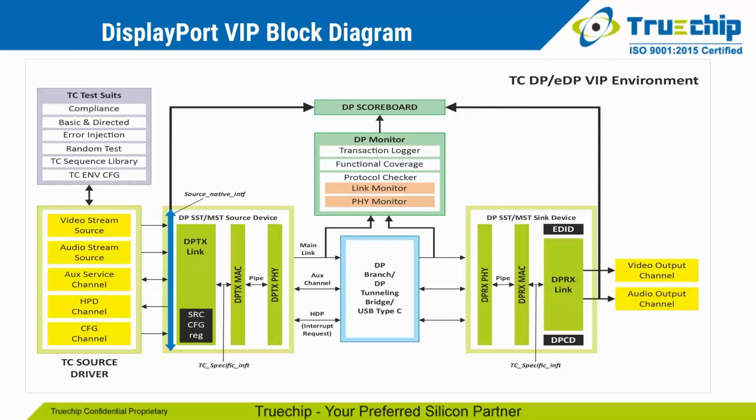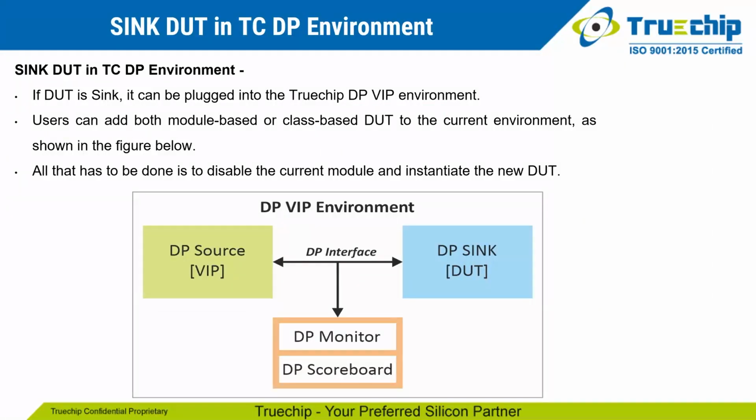The DP sink device has two outputs, which are the video output channel and the audio output channel. These channels are directly connected to the scoreboard. In this scoreboard, both the data coming from the source native interface as well as the output received from the DP sink device are compared. We have a DP monitor which contains a transaction logger, a complete functional coverage, and a protocol checker for link monitor and file monitor. Sink DUT in TC DP environment.